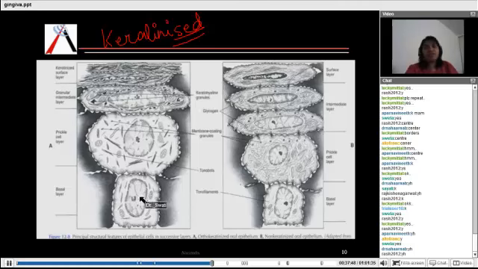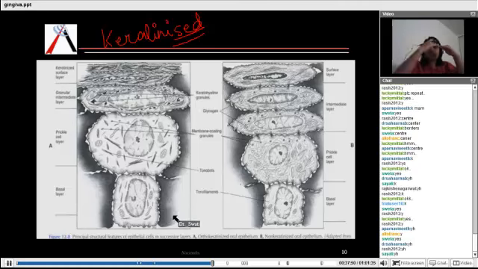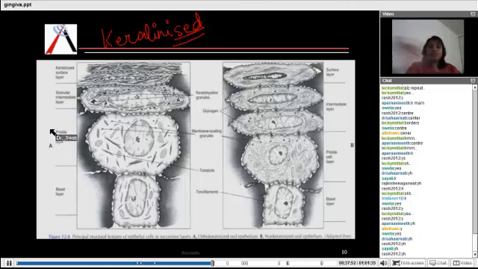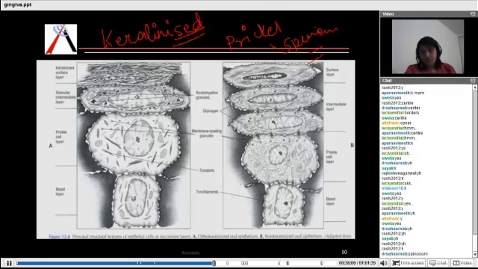wherein we have dead cells which do not have a nucleus. They are just a layer of cells which have lost their nuclei and organelles, and a horny layer, which is also called... it is just a dead layer. We do not say corneum. Corneum is the one which is present only in skin. When we talk about the oral mucosa, we do not call it directly the corneum.